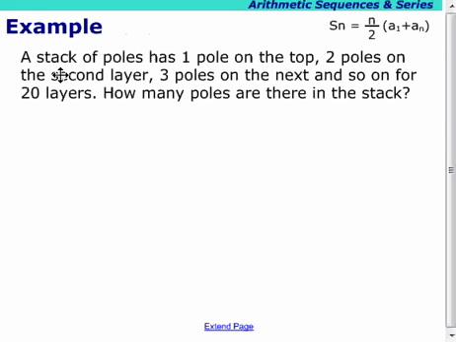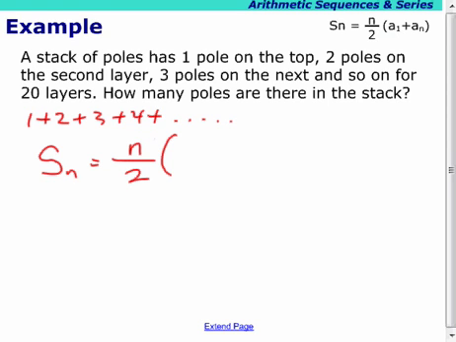A stack of poles has 1 pole on top, 2 poles on the second layer, 3 poles on the next, and so on for 20 layers. And my question is, how many poles are there in the stack? Well, certainly I could go 1 plus 2 plus 3 plus 4 plus, and I could keep going 20 times. However, what I could do is use my formula here. My formula says the sum of a certain number of terms in a series is equal to the number of terms divided by 2 multiplied by the first term plus the last term.